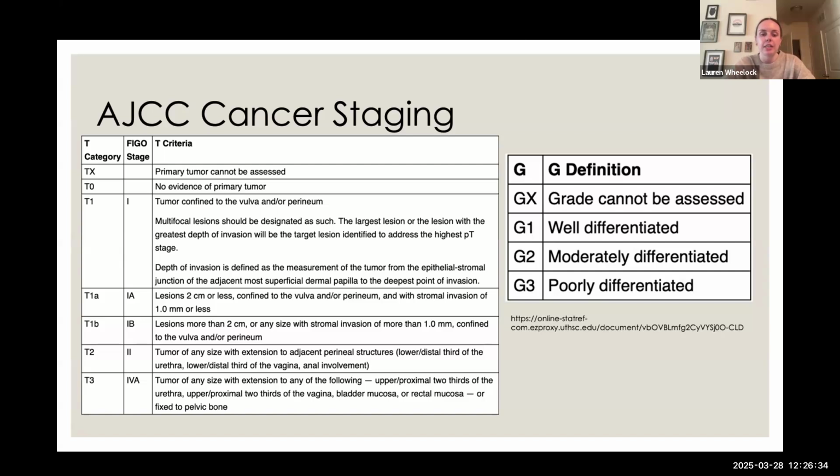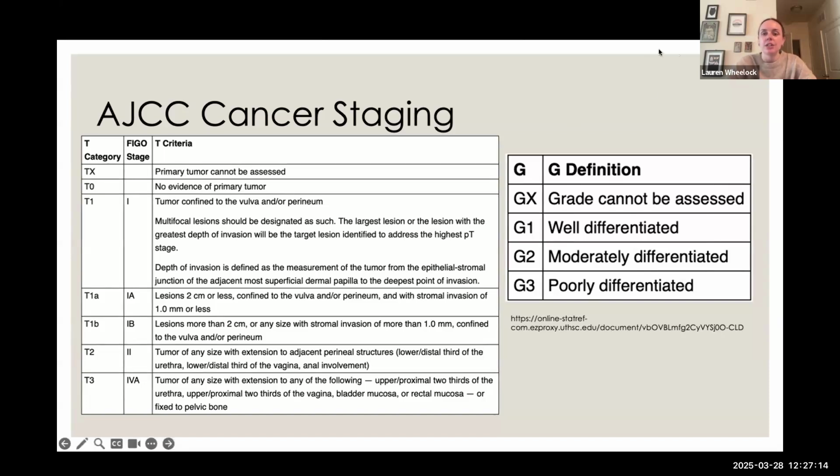T2 accounts for tumors of any size that extend into adjacent perineal structures like the lower or distal third of the urethra, the lower or distal third of the vagina, or anal involvement. And T3, our final stage, accounts for tumors of any size with extension to more distant structures, such as the upper or proximal 2/3 of the urethra, the upper or proximal 2/3 of the vagina, bladder mucosa, or rectal mucosa. It also mentions bone. A lot of the studies that I read mentioned that vulvar carcinoma very rarely metastasizes to bone or invades into bone.